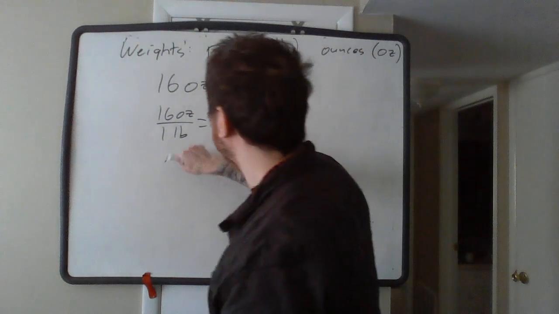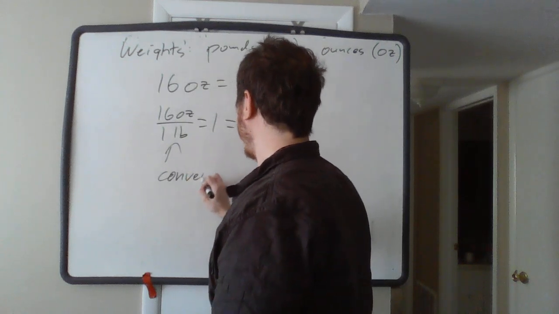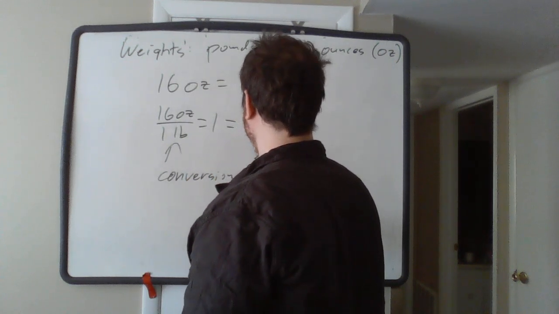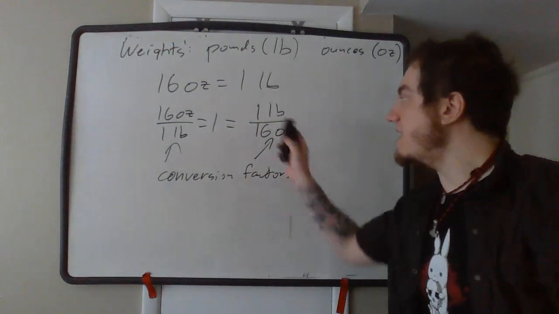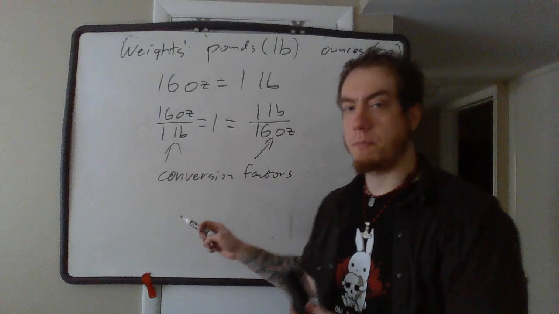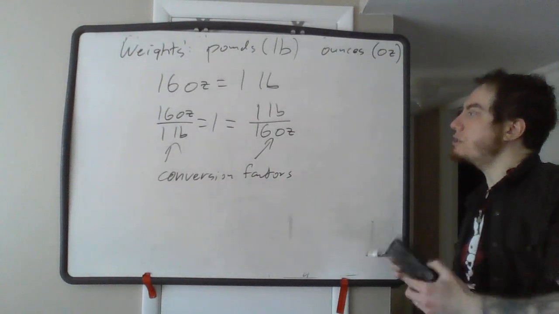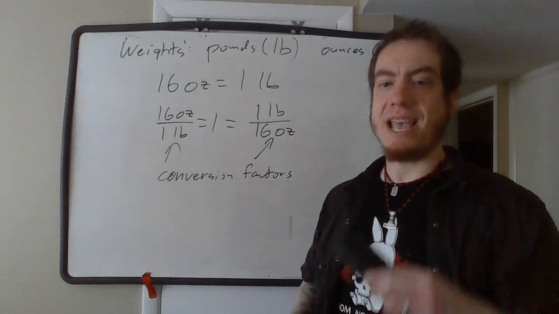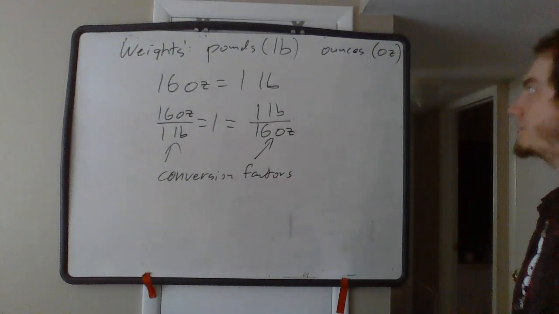Now, these types of ratios that I've got here, these are called conversion factors, because they are these things that allow us to convert between different units. They are factors that tell you how do I convert between pounds and ounces, or ounces and pounds?